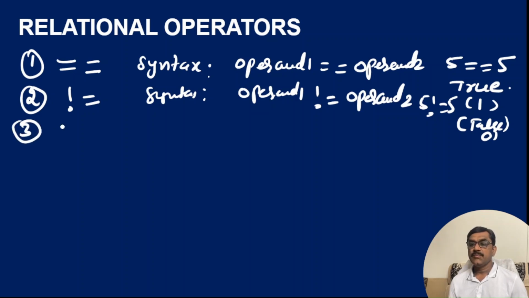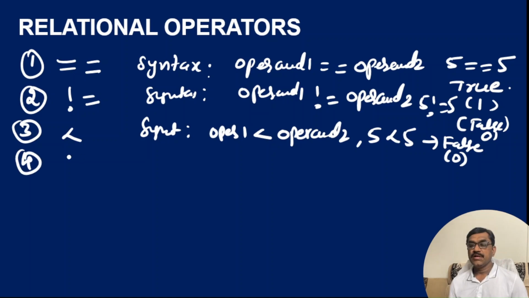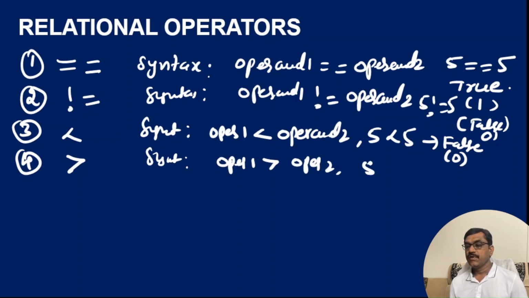Now the third operator is less than. The syntax is the same, operand 1 is less than operand 2. So in our example, 5 is less than 5? No, the condition is false. The result it gives is false and its logical value is 0. Now the fourth operator is greater than. The syntax is again the same, operand 1 greater than operand 2. If I take 5 is greater than 5, no, the condition is false. Here also the logical value we get is 0.